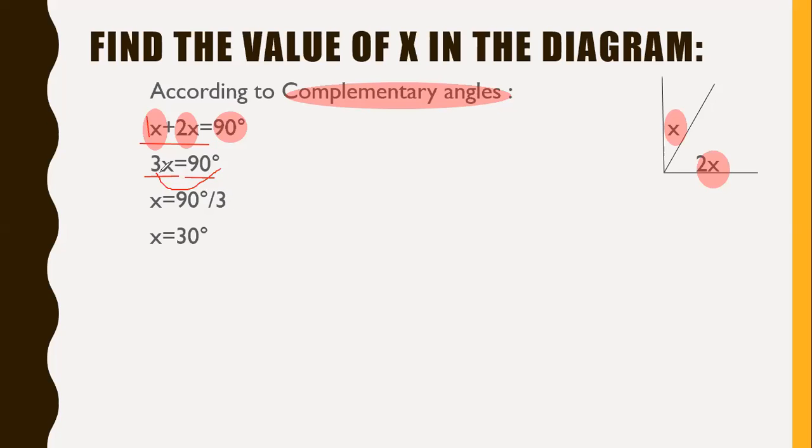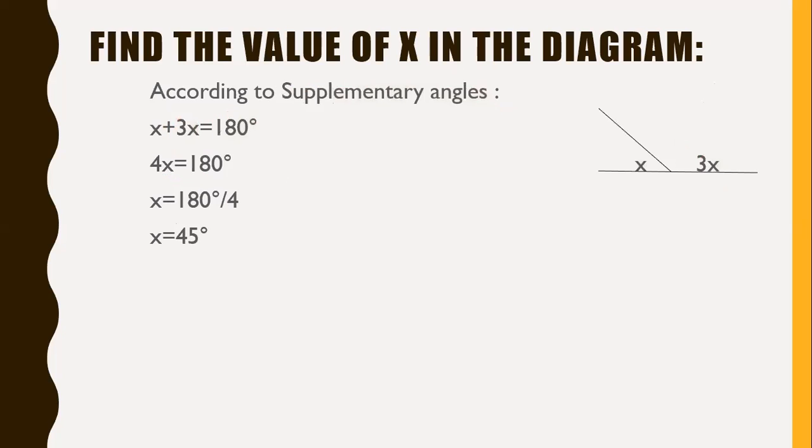Remember that we have to write 3 in the division. That means 90 divided by 3, not 3 divided by 90. So 3 ones are 3, 3 threes are 9, and 0. So we get x is equal to 30 degrees. Clear? Now to make your concept more clear, let's take one more question.